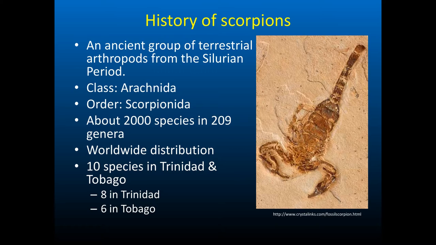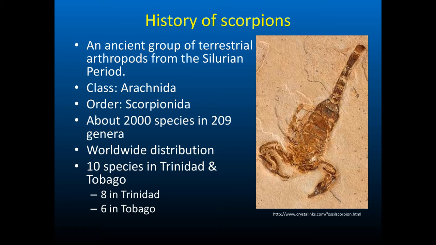Had a brief introduction to the history of scorpions. We have approximately over 2,000 species around the world, but the highlight of it all is that we have 10 species here in Trinidad and Tobago. 8 in Trinidad as opposed to 6 in Tobago.